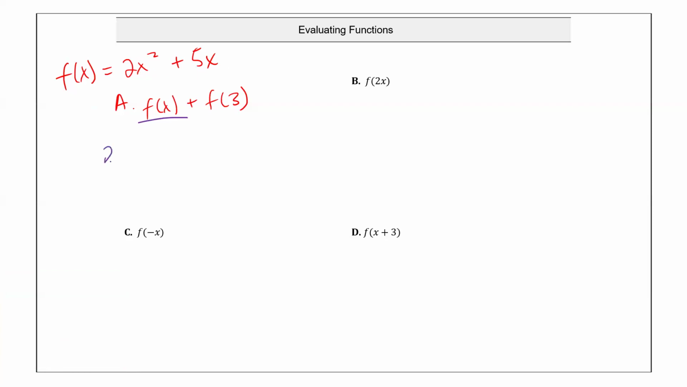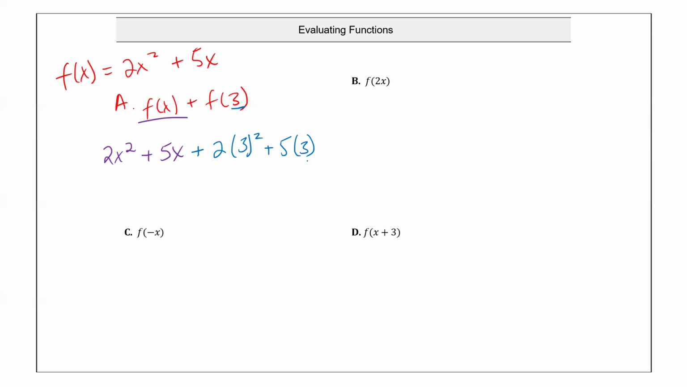2x squared plus 5x. So I'm going to substitute in 2x squared plus 5x. Still with me? All right, on to the next. So plus f of 3. Well, f of 3 says that instead of an x, I'm replacing all of my x's with a 3. So now I'm writing plus 2 times 3 squared plus 5 times 3. So where there used to be an x, I've now substituted in a 3.